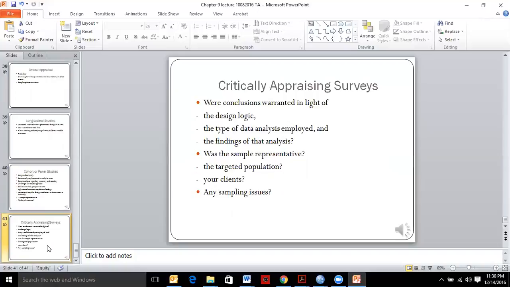And finally, when we want to look at a survey, after we discussed everything previously, we will ask, were conclusions warranted in light of the design, logic, the type of data analysis employed, and findings of the analysis? Was the sample representative of the targeted population and the researcher's clients? And was there any sampling issue?